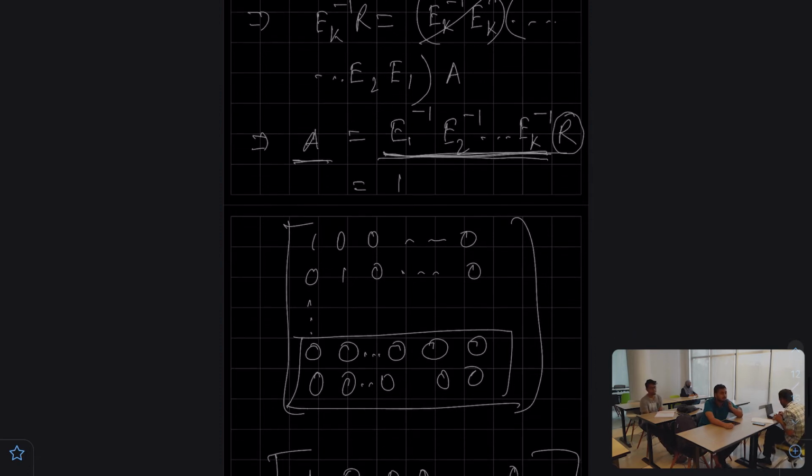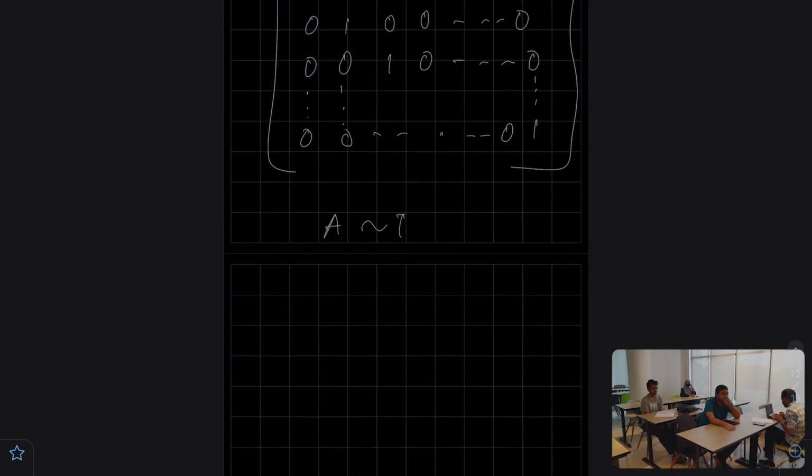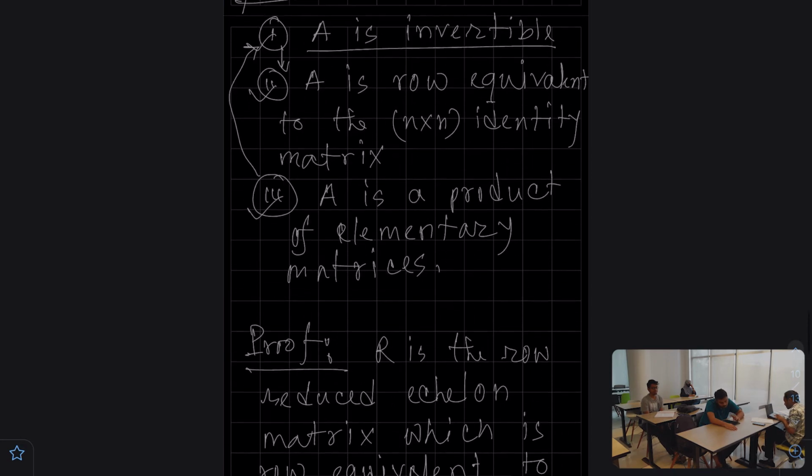So this is just what? E1 inverse, E2 inverse, dot dot, EK inverse, right? And there is an identity matrix, and if you construct a matrix by applying the elementary matrix on a matrix, and for our case this is I, so A is row equivalent to the identity matrix, right? Is that clear? That means A is row equivalent to I, and this gives us the proof that A is row equivalent to the identity matrix.